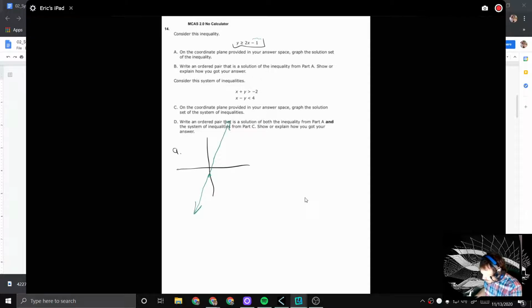Which side do we want? Greater than or equal to? Everything above. So I will do that. Everything above. Having fun. I love that tool. Look at that. Isn't that cool?